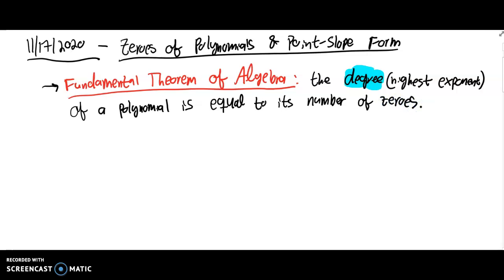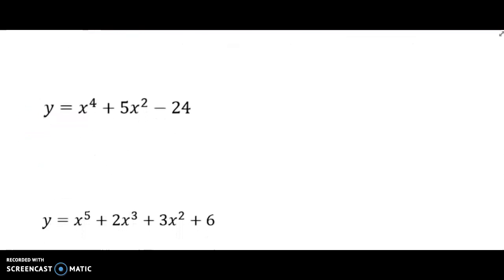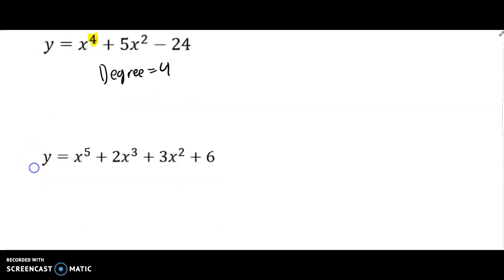Okay, let's dive into our first set of examples here. First, we're just going to start by reviewing degree. Our highest exponent here is 4, therefore our degree is also 4. Remember to pause whenever you need and make sure that we're writing down these original problems. This has a degree of 5 because its highest exponent is 5.